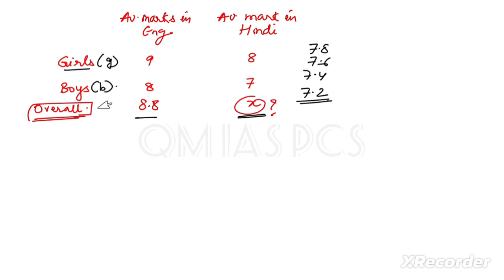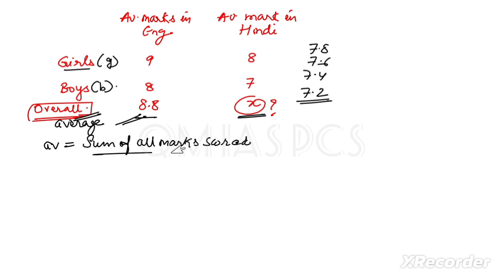We know the overall average is given, 8.8, and we have to find the value of X, that average value. So if we write the average value for this one, what will we write here? Sum of all marks scored, divided by the total number of students.